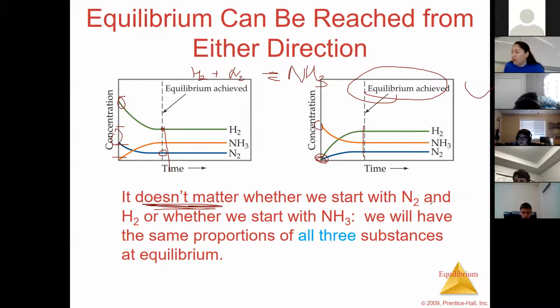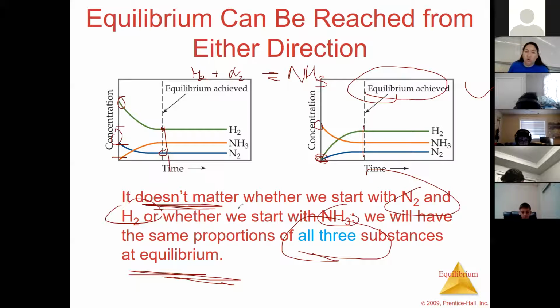It does not matter if we start with the N2 and the H2, or if we start with the NH3, forward or reverse, or how much you do. They will all have the same proportions of all 3 substances at equilibrium. And the forward will be combining just as fast as the reverse is decomposing. Questions so far about equilibrium?